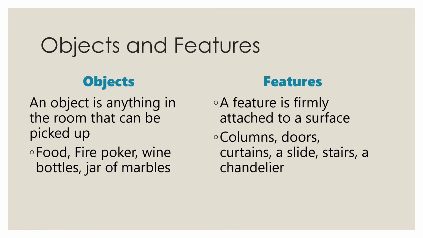Features can be columns that you can hide behind, doors that you can slam in someone's face, curtains that a thief can skulk behind, a slide that your cavalier is just tempted to slide down with his sword drawn, stairs that you can have dramatic sword fights on, or that chandelier that any character is tempted to jump and swing from.